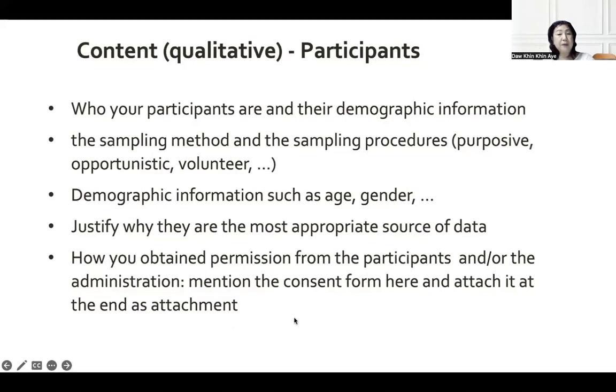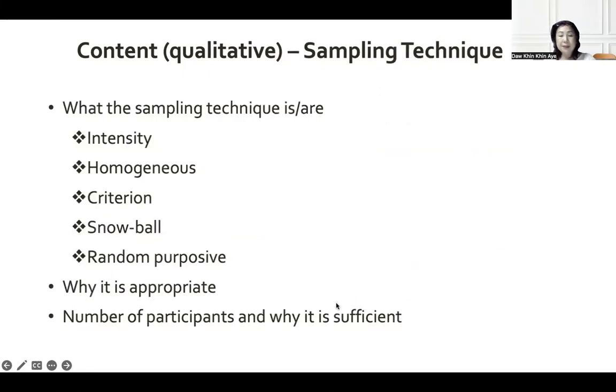Another one is to justify why they are the most appropriate source of data, and how you obtained permission from the participants and or the administration. Mention the consent form here and attach it at the end as an attachment. This one we are going to talk about when we talk about ethical concerns. Now, the sampling technique, whether it is intensity, homogeneous, criterion, snowball, random, or purposive, why it is appropriate, the number of participants, and why it is sufficient.